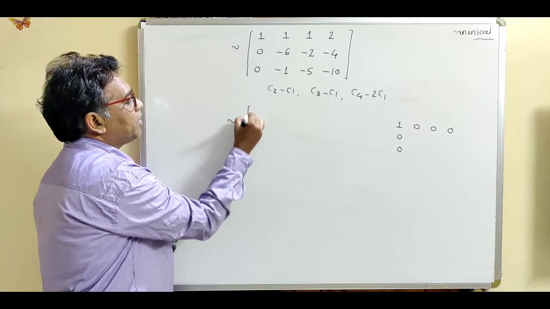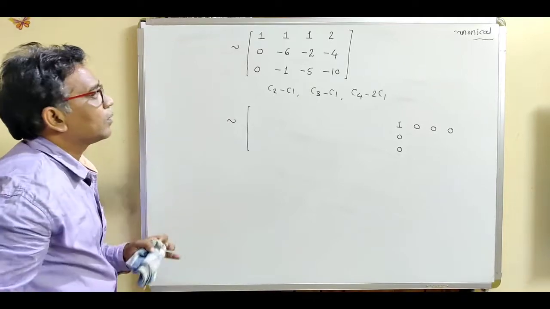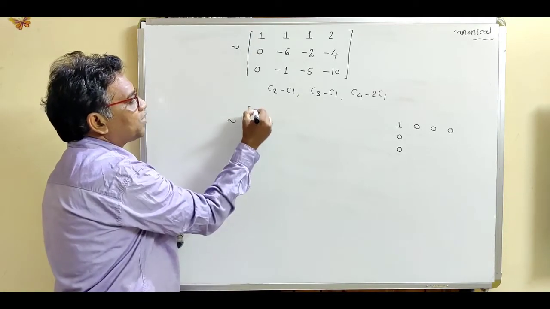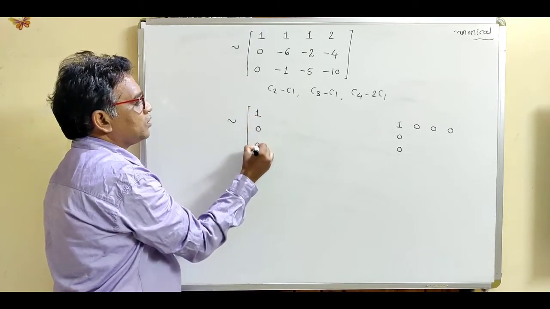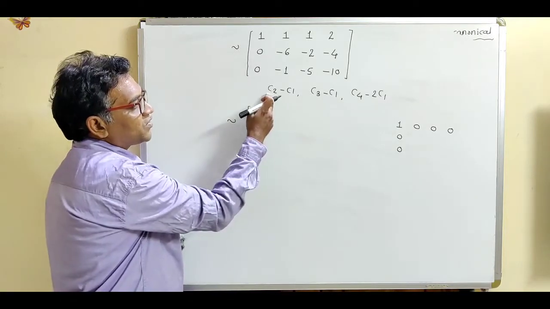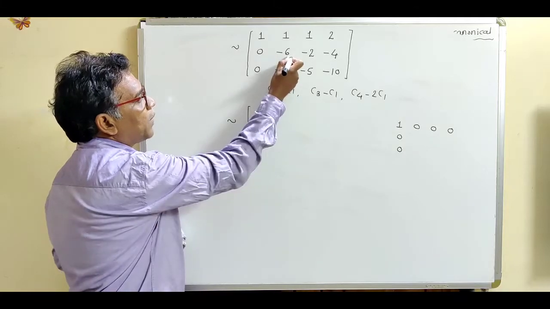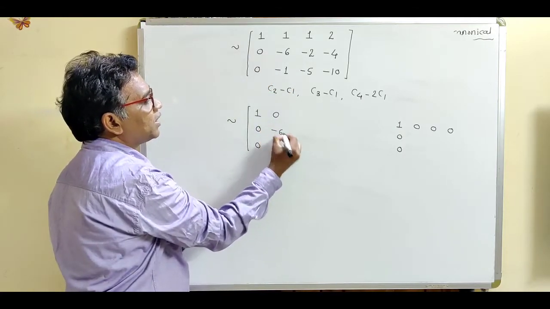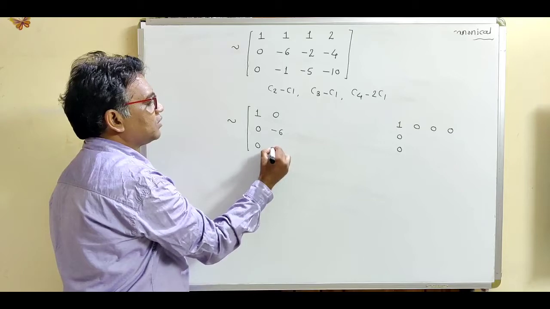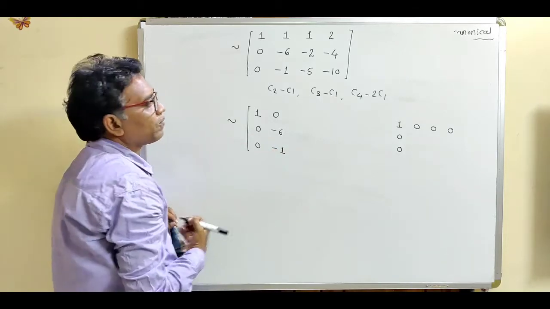So write down the equivalent matrix. Write down this first column as it is: 1, 0, 0. C2 minus C1: 1 minus 1, this is 0. Minus 6 minus 0, this is minus 6. Minus 1 minus 0, so this is minus 1.